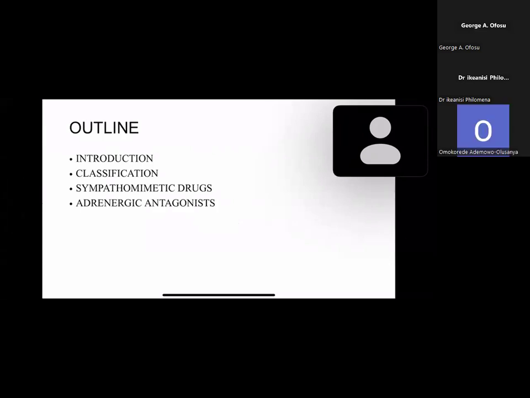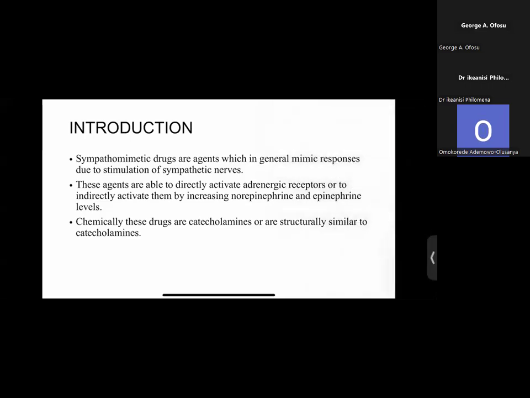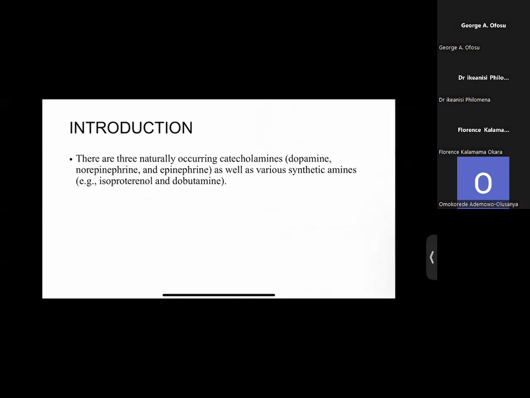As a way of introduction, sympathomimetics are agents which in general mimic responses due to stimulation of sympathetic nerves. These agents are able to directly activate adrenergic receptors or indirectly activate them by increasing norepinephrine and epinephrine levels. Chemically, these drugs are catecholamines or are structurally similar to the catecholamines.